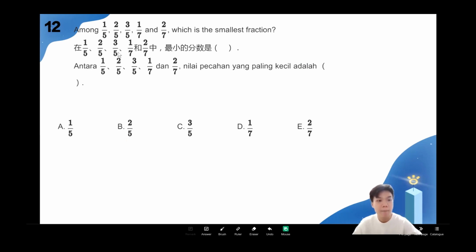Question 12. Among 1 over 5, 2 over 5, 3 over 5, 1 over 7, 2 over 7, which is the smallest fraction? We have 2 different denominators, 5 and 7. We can first make the denominator the same. We can first times 7 for the denominator 5, and then we times 5 for the denominator of 7.